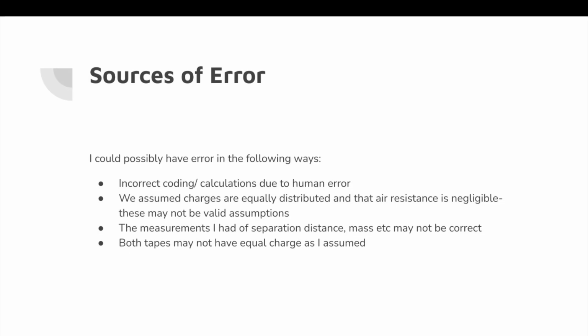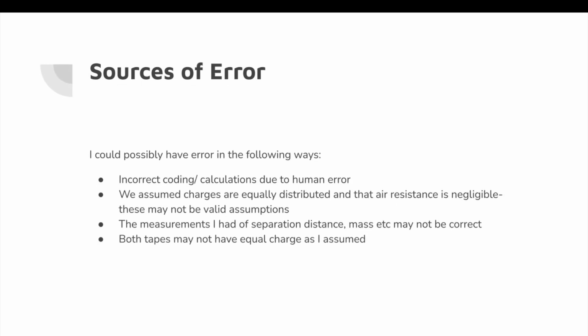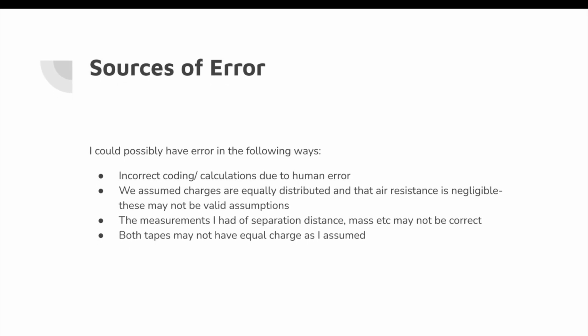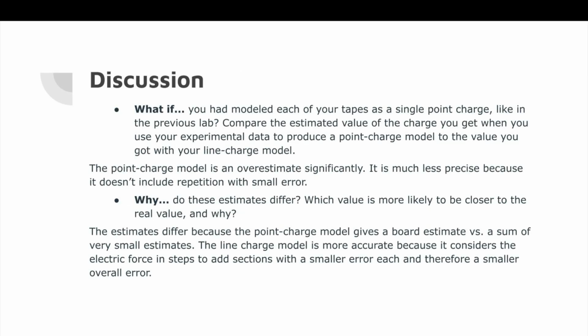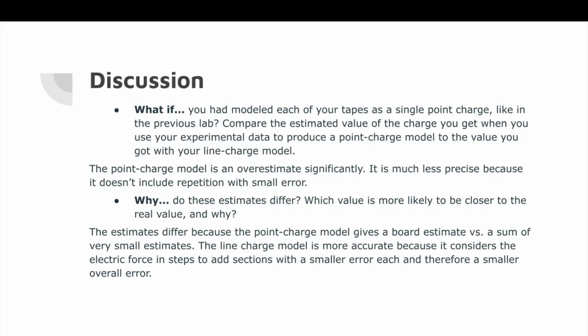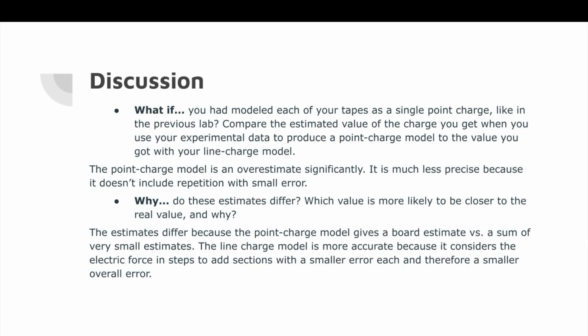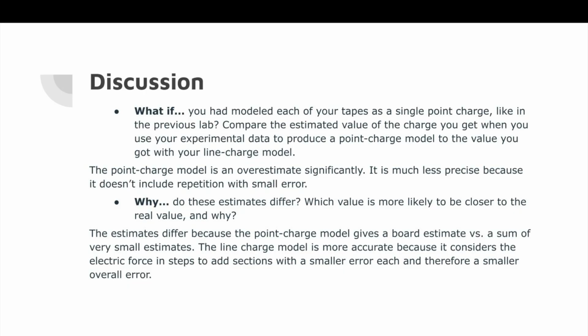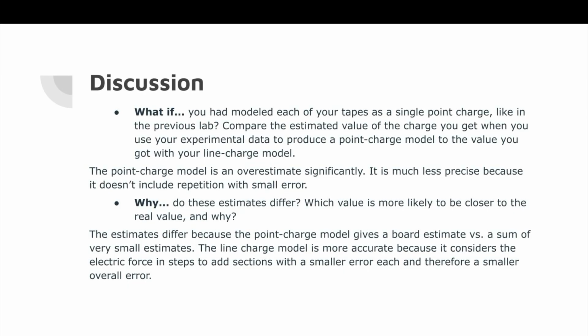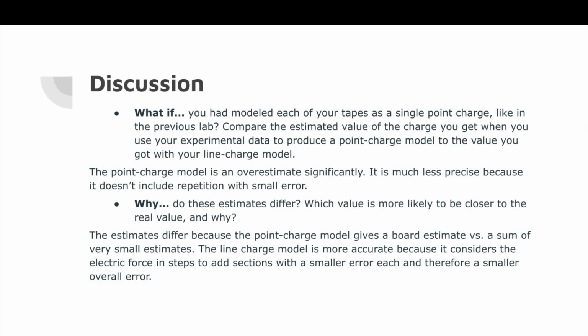For the discussion questions, what if you had modeled each of your tapes as a single point charge, like in the previous lab? Compare the estimated value of the charge you get when you use experimental data to produce a point charge model to the value you got with your line charge model. So the point charge model is a significant overestimate. It's a lot less precise because it doesn't include repetition with small error. So by doing small groupings with less error each, we have a total error which is less.